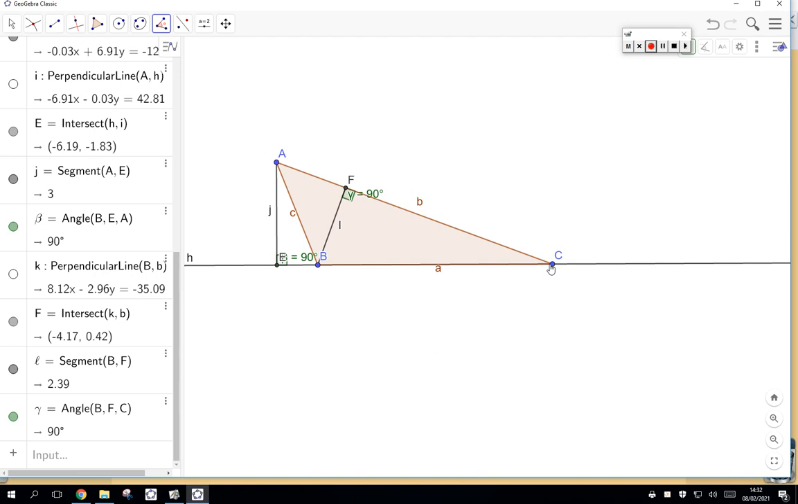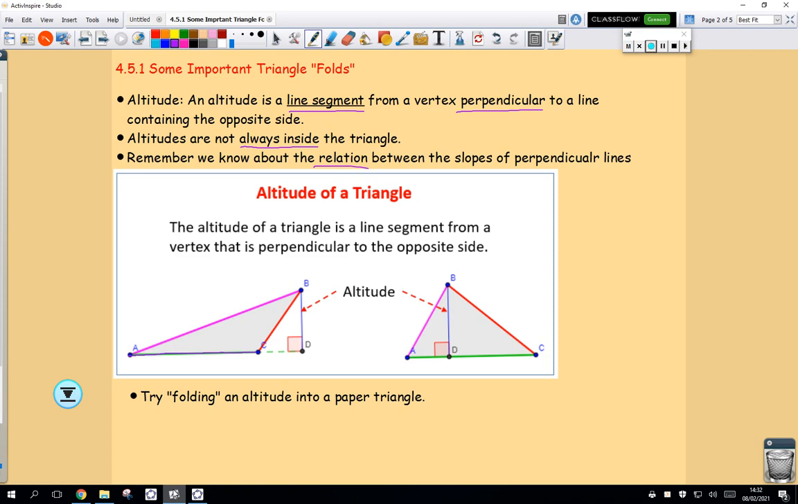The definition tells you everything you need to know. It's a line segment. It goes from a vertex perpendicular to the side opposite, or, if we're dealing with an obtuse angle, from a vertex perpendicular to a line containing the side opposite. Okay.